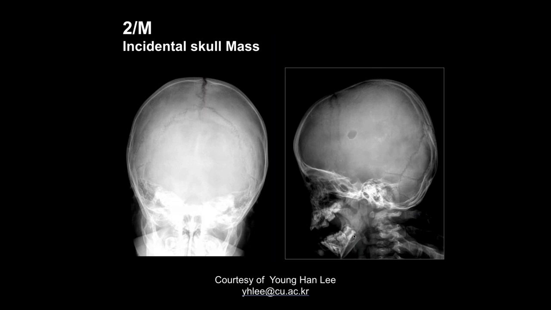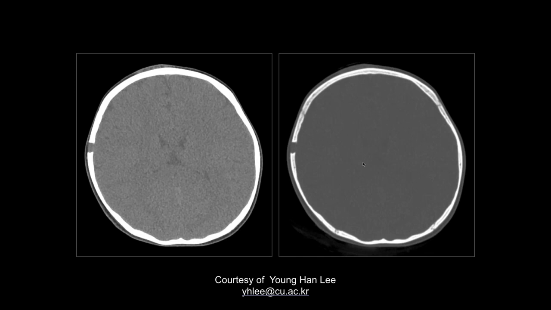Two-year-old male, incidental skull mass. So it looks like there's a lytic lesion, sort of peripherally calcified maybe, of the skull there. And it looks like a pretty clean sort of lytic lesion of the right frontal bone. EG again comes to mind in a young person.